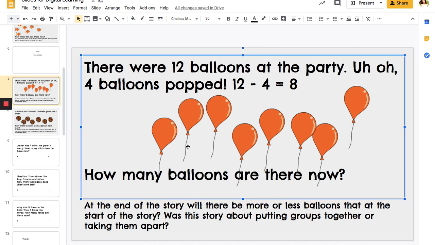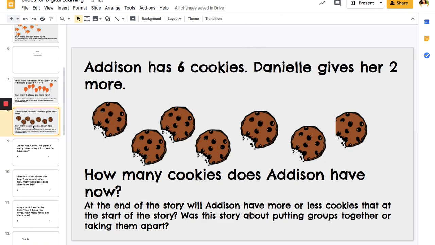At the end of the story, will there be more or less balloons than at the start? Well, we took them away, so we have less balloons than at the start. At the start, we had 12, now we have 8. And this story was about taking a group apart. So we took those 2 numbers and took them apart. Very good, boys and girls. Great job. Round of applause. Let's do the next one.